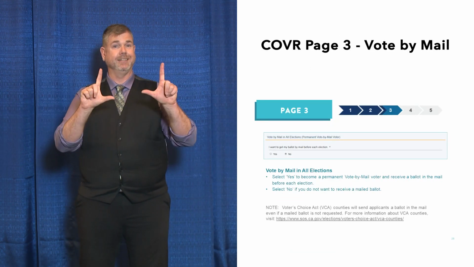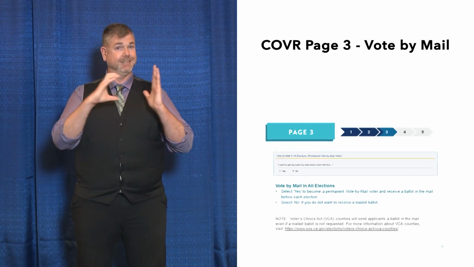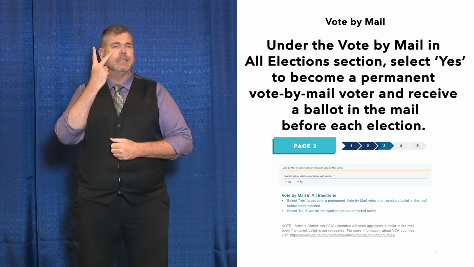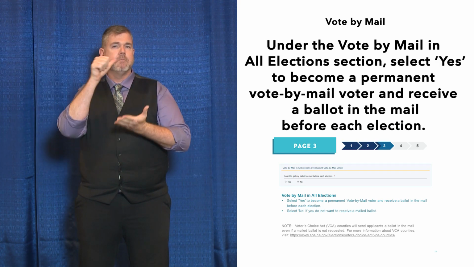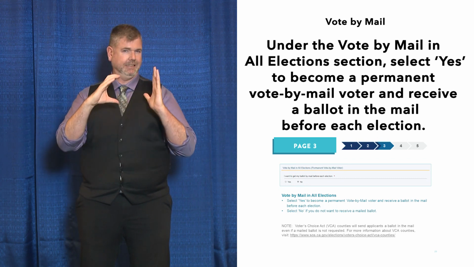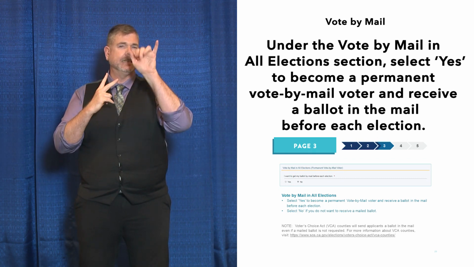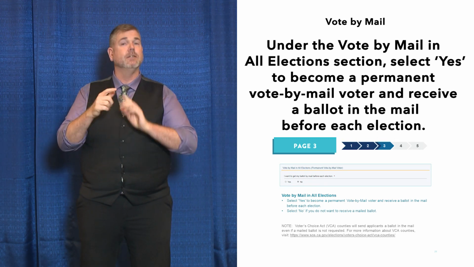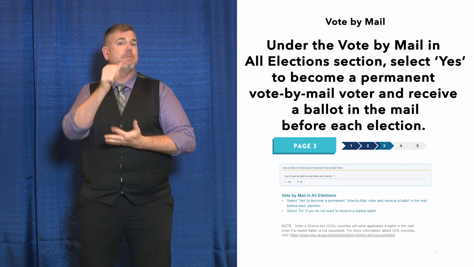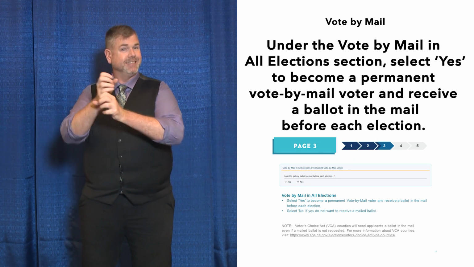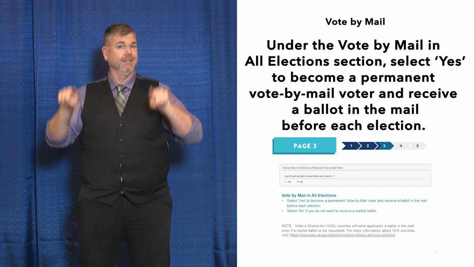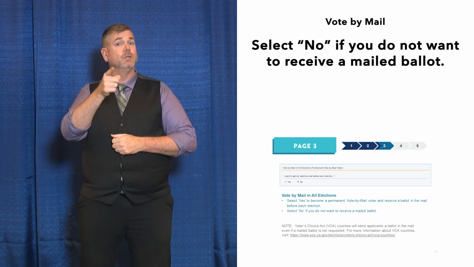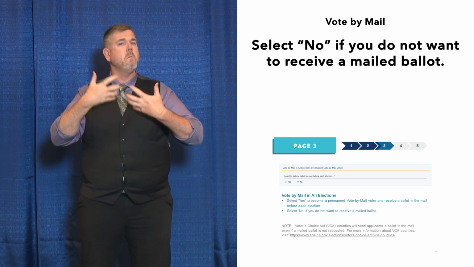COVR, page 3. Vote by mail. Under the Vote by Mail in All Elections section, select Yes to become a permanent vote by mail voter and receive a ballot in the mail before each election. Select No if you do not want to receive a mailed ballot.